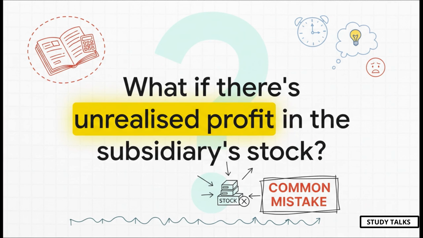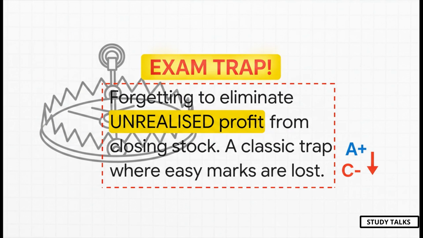Okay, so picture this. You're in the exam. You're tackling a consolidation question, and you're feeling good. You've gone through, you've canceled out all the intercompany sales, all the services, everything. But then you see a little note at the bottom of the question about stock. What do you do with that?